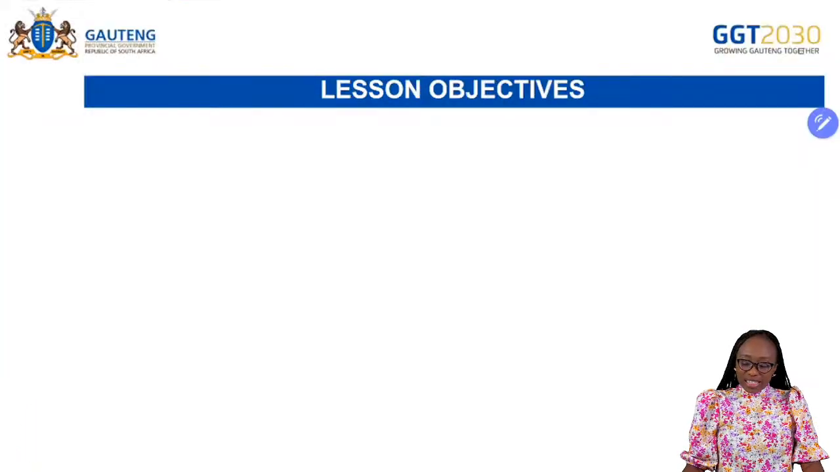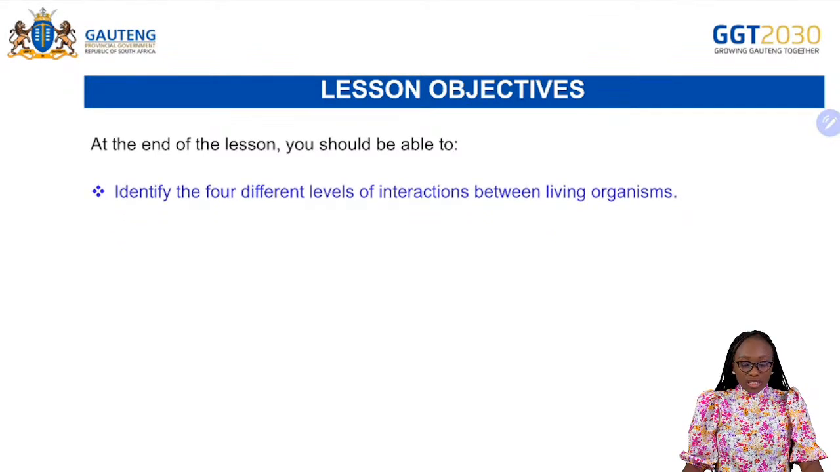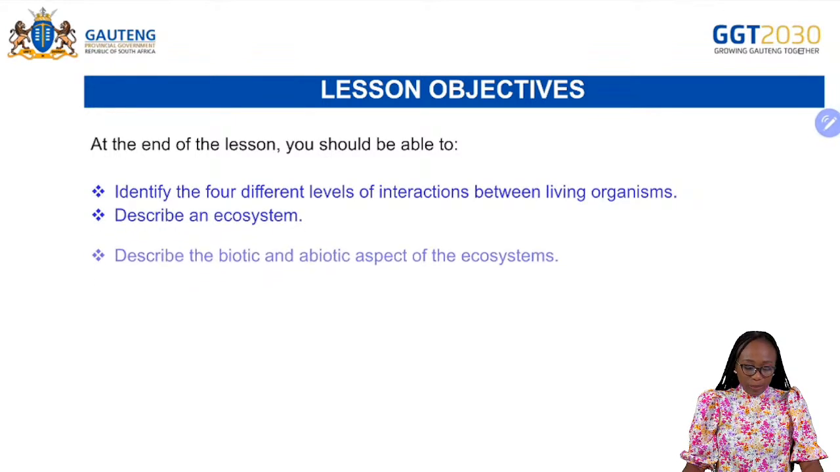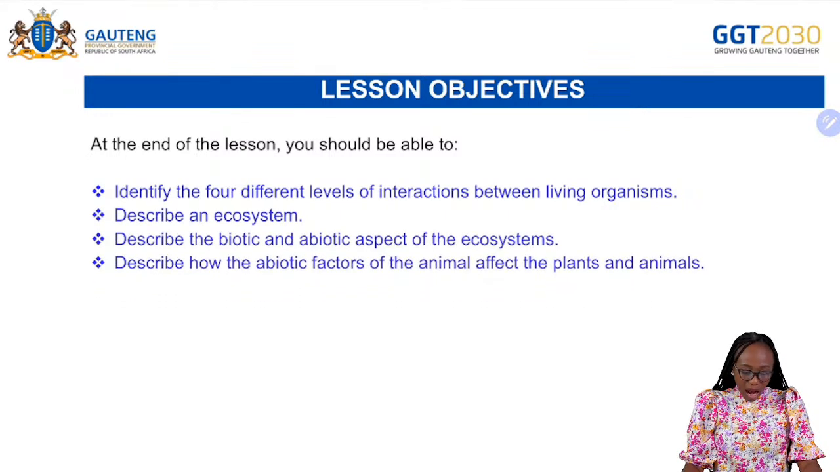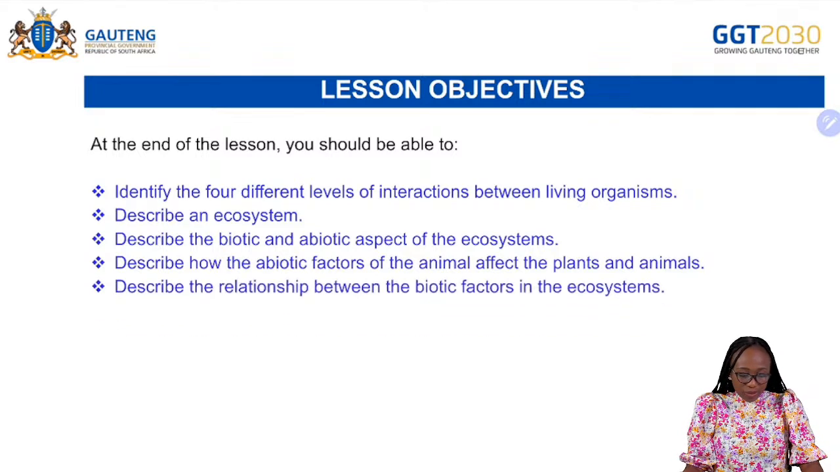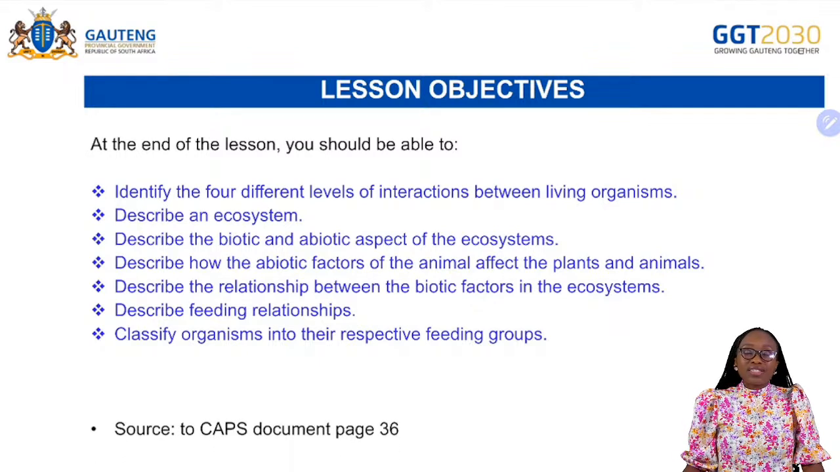Now let's move on to the lesson objectives. At the end of the lesson, you should be able to identify the 4 different levels of interactions between living organisms, describe an ecosystem, describe the biotic and abiotic aspects of the ecosystem, and describe how abiotic factors of the environment affect plants and animals. Then describe the relationship between biotic factors in the ecosystems and describe feeding relationships, as well as classify organisms into their respective feeding groups. All this is sourced from your CAPS document on page 36.